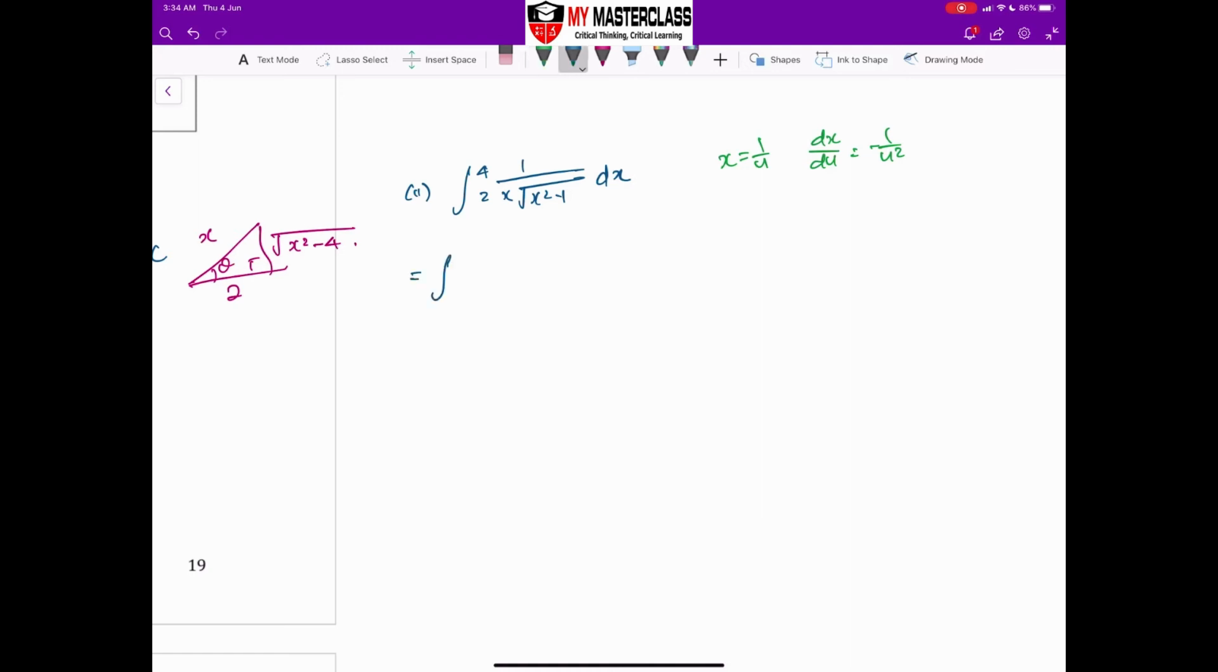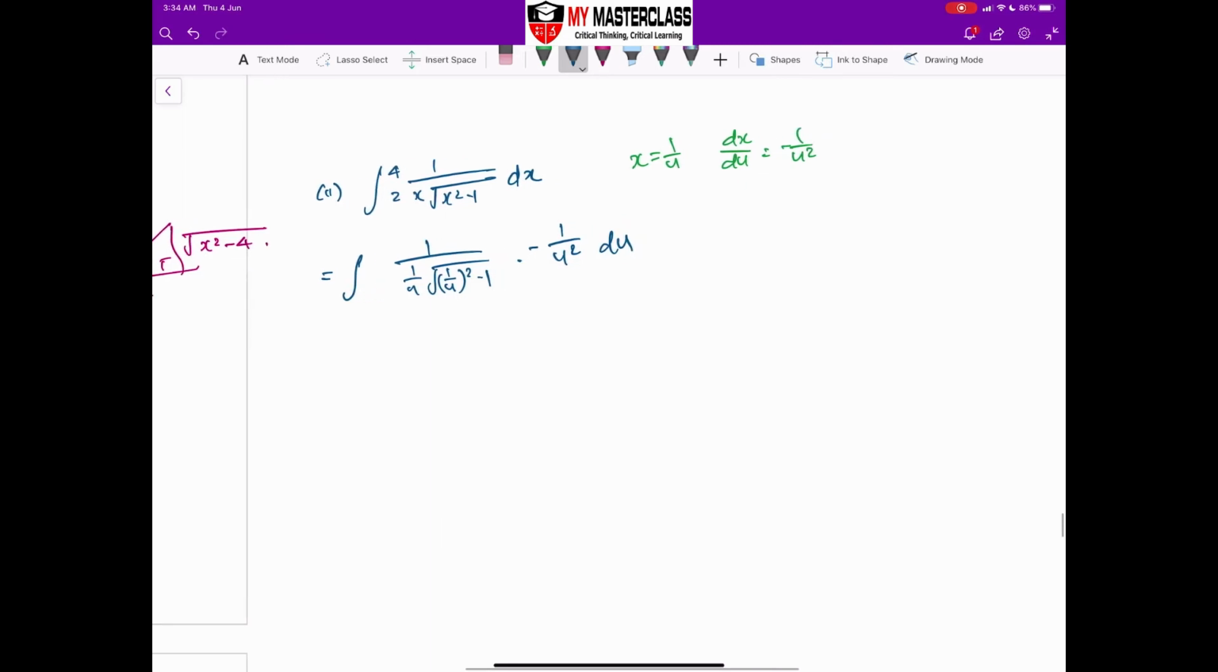I'm going to change everything to be in terms of u. So it'll be 1 over u square root 1 over u squared minus 1. Then next, I'm going to change dx to du times negative 1 over u squared, which was found previously. My upper and lower limits are the third thing I always want you to remember to change. So when x is equal to 4, u is equal to 1 over 4. When x is equal to 2, u is equal to 1 over 2. So I'm going to replace my 4 with 1 over 4 and 2 with half.